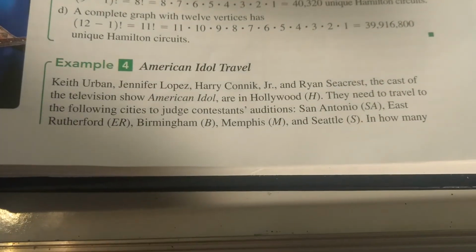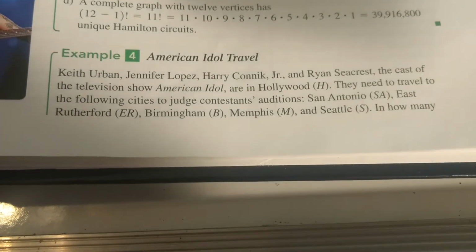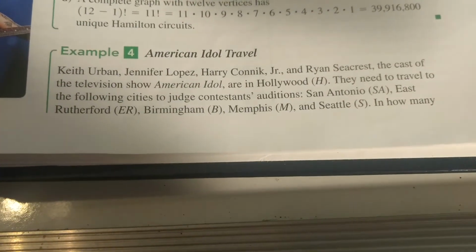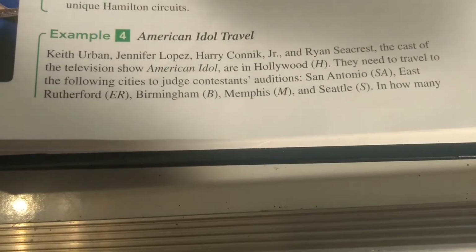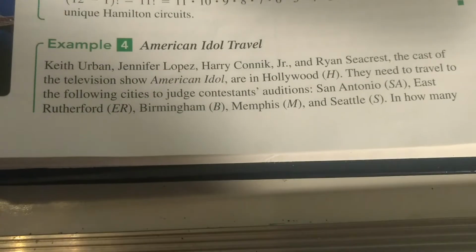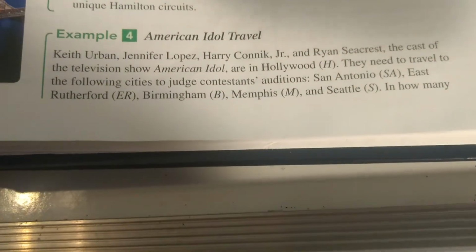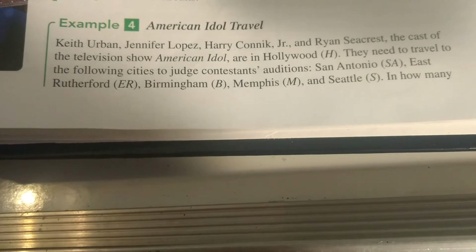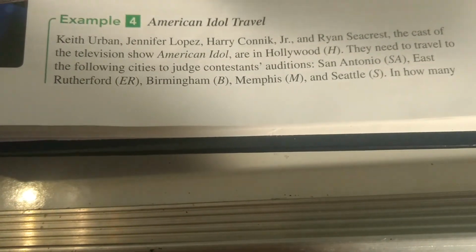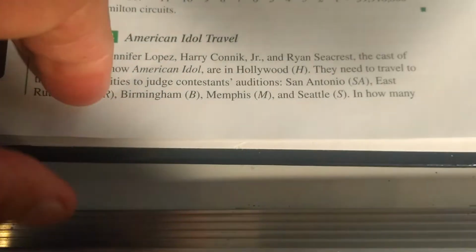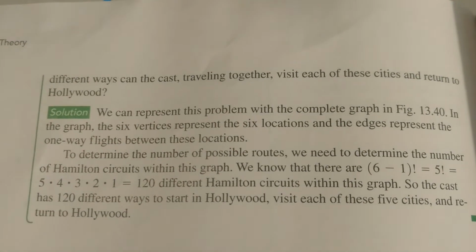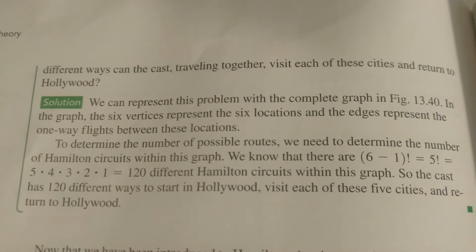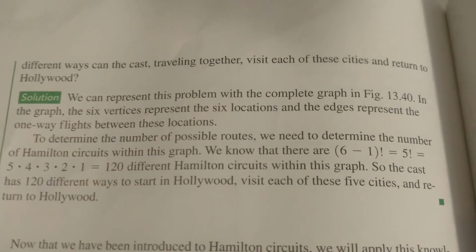And here's an example problem I want you to look at. It says Keith Urban, Jennifer Lopez, Harry Connick Jr., and Ryan Seacrest, the cast of the television show American Idol, are in Hollywood, represented by an H. They need to travel to the following cities to judge contestants. Auditions are in San Antonio, East Rutherford, Birmingham, Memphis, and Seattle. It says, in how many different ways can the cast travel together, visit each of these cities, and return to Hollywood?